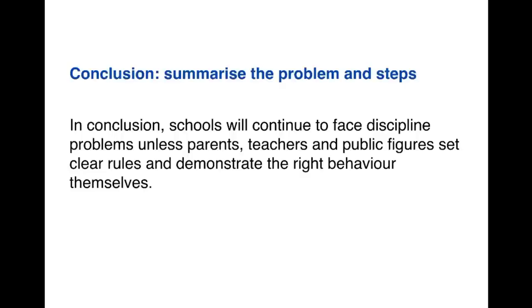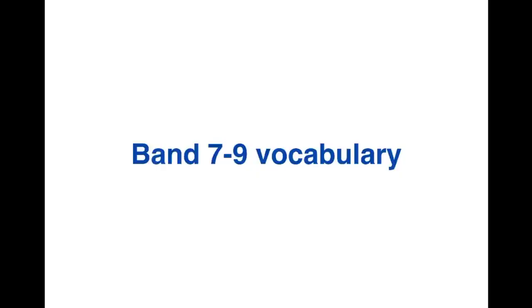We've repeated the problem of discipline, and we've mentioned those three groups who we thought are part of the problem but could be the solution. The parents, teachers, and this time we've said public figures instead of famous people. That's nice vocabulary. Set rules and demonstrate the right behaviour. That's the end of the essay. We've finished the 4 paragraphs. Let's quickly check the Band 7 to 9 vocabulary from that essay.